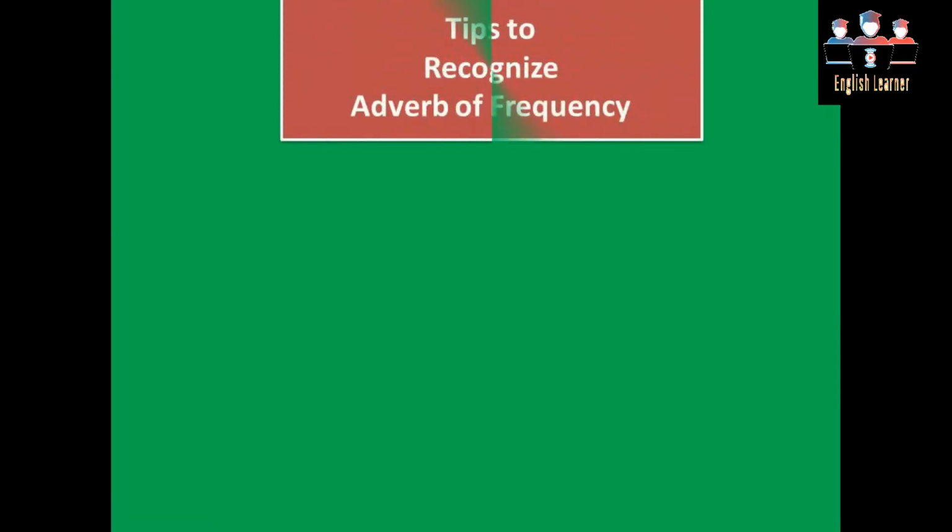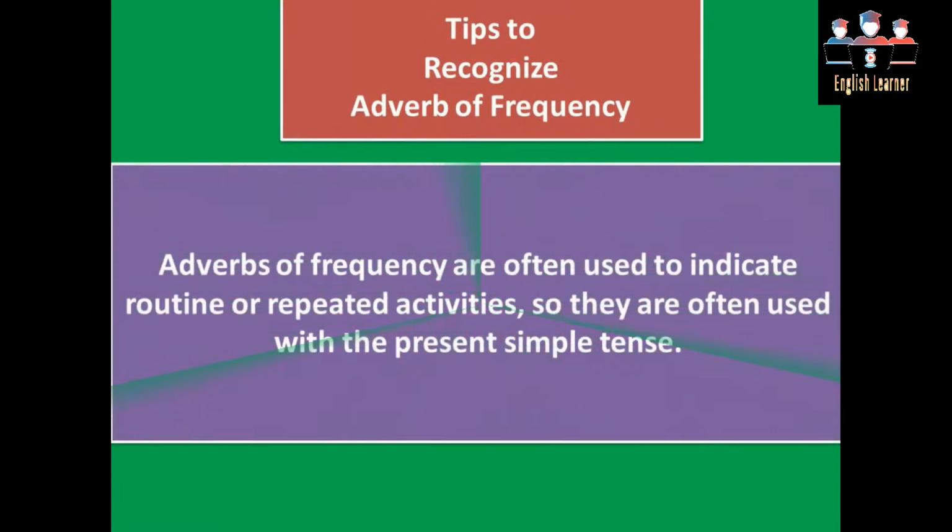Next, we are going to deal with tips to recognize adverb of frequency. It is very important that you should recognize the adverb of frequency in a sentence so that you are going to use it more appropriately. Adverbs of frequency are often used to indicate routine or repeated activities, so they are often used with the simple present tense. We dealt with this rule in the earlier slide as well. So you just have to consider that frequency means how often the work is done, and it shows us the routine part or repeated activities. So that's why we have to use it along with the simple present tense.